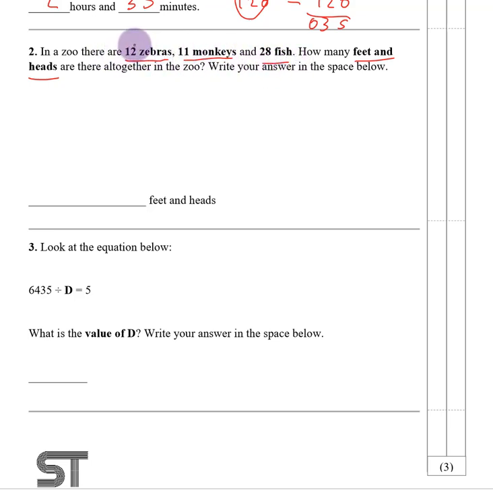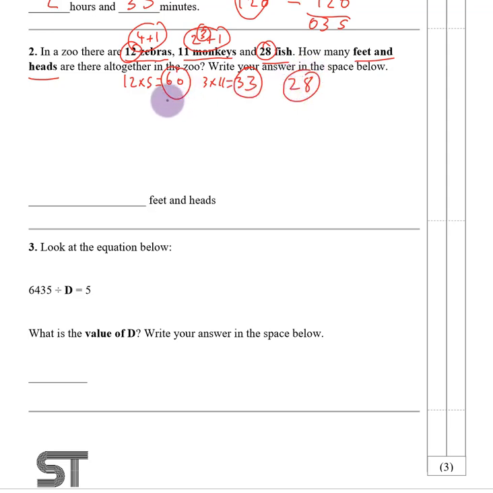So if you think about a zebra, it's got 4 feet and it's got 1 head, so all together there's 5 of these. So on one zebra there's 5, on 12 zebras we just do 12 times 5, which would be 60. Monkeys, you've got 2 feet and you've got 1 head, so we're going to need to times by 3 here. So we'll do 3 times 11, which is 33. So we've got our 60, we've got our 33. Now fish, they don't have any feet, they've just got heads, so it'll just be 28 heads.